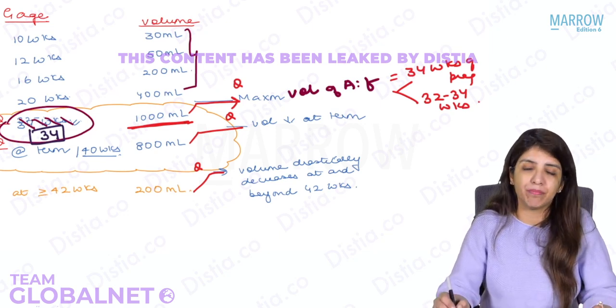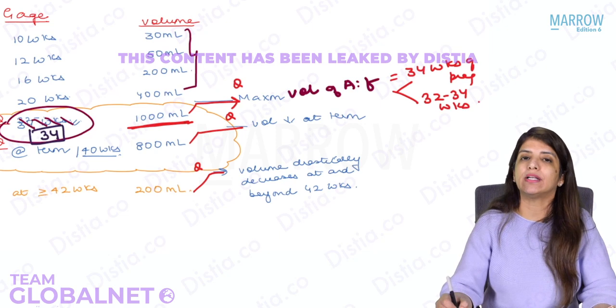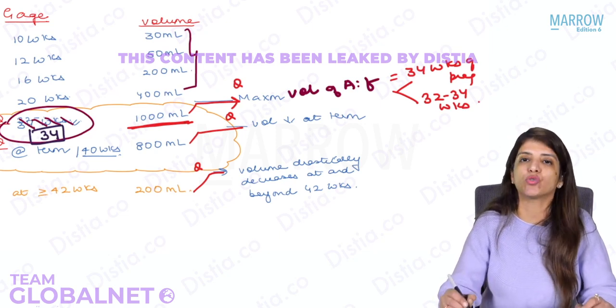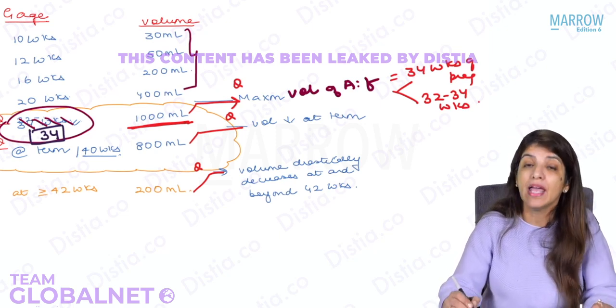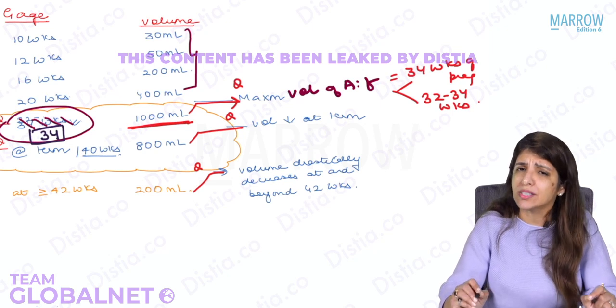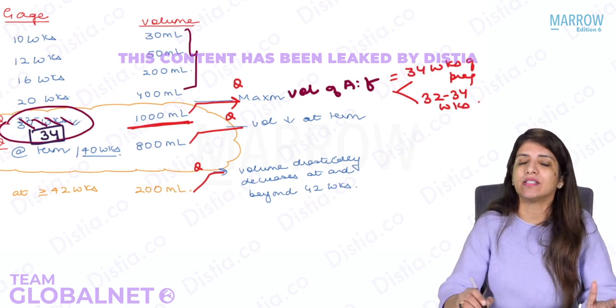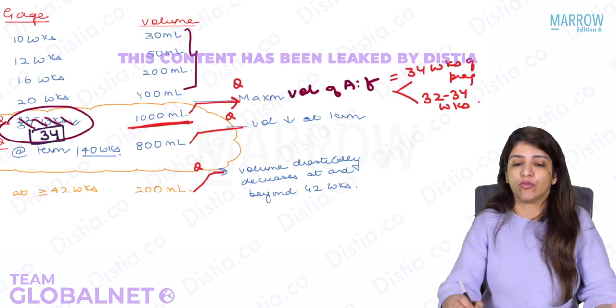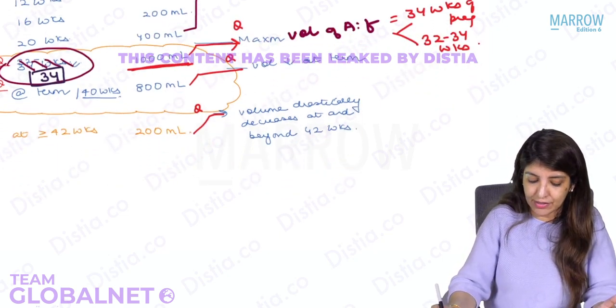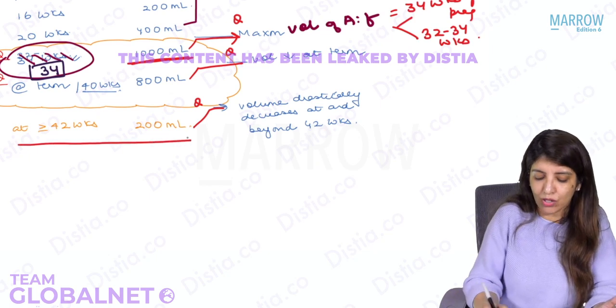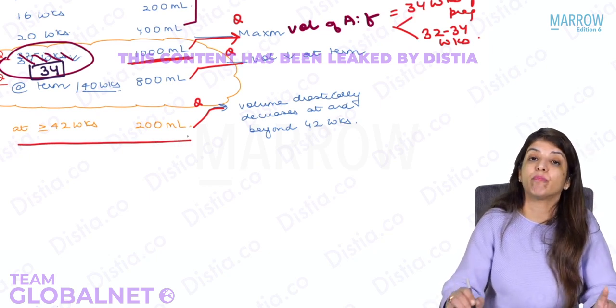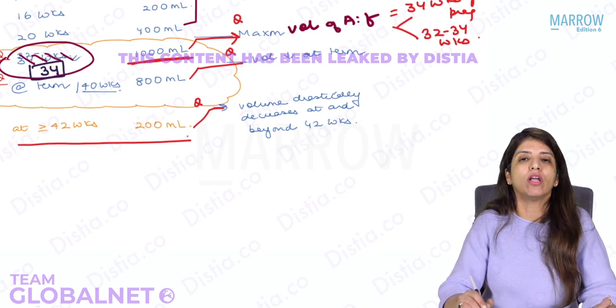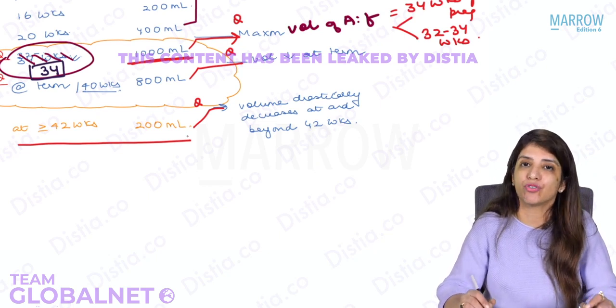Then at term, that is at 40 weeks, from 1 liter, it is going to decrease and it is going to become 800 ml. And then the volume drastically decreases as pregnancy advances beyond 42 weeks. The volume of amniotic fluid drastically decreases such that at more than equal to 42 weeks, that is when it is a post-term pregnancy, volume remains just 200 ml.